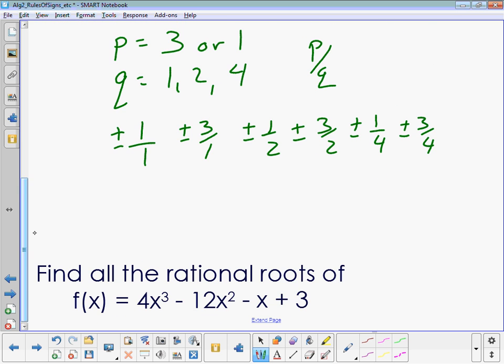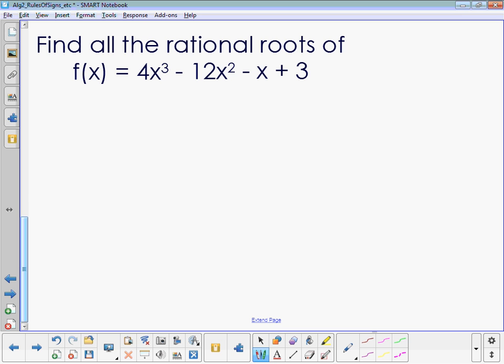So now you might get a problem that looks like this. Find all the rational roots, not just the possible ones, but the ones that actually work. To do this, we first want to find all the possible rational roots, and then do a quick Descartes' rules of signs check. Then we want to find the upper and lower bounds. And then we want to use the remainder and factor theorems on only those numbers that work in that bound area. Okay, so we've already found all of our possible rational roots.